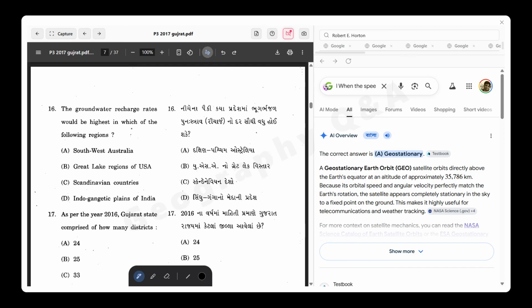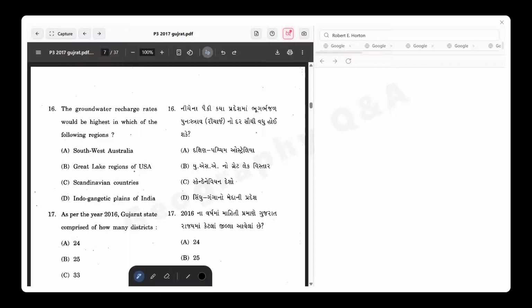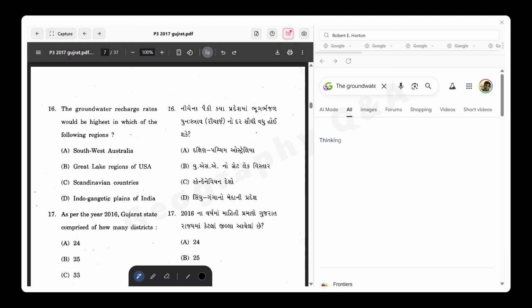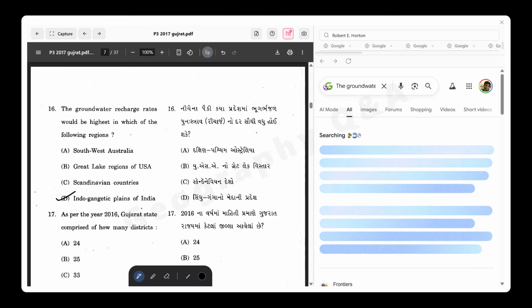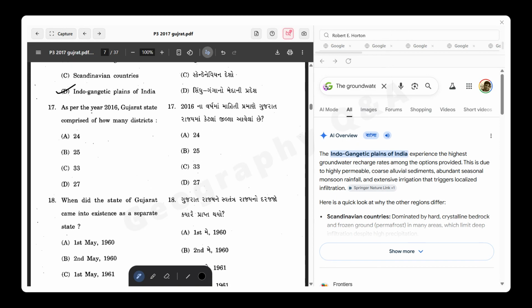The ground recharge rates would be highest in which of the following regions? Australia, USA, Scandinavian countries, and Indo-Gangetic Plain. So Indo-Gangetic Plain should be the correct answer.